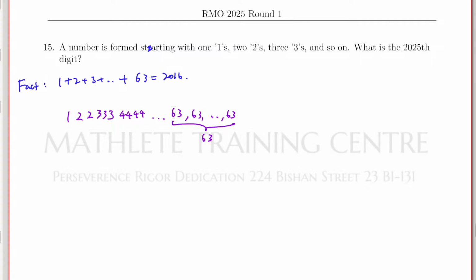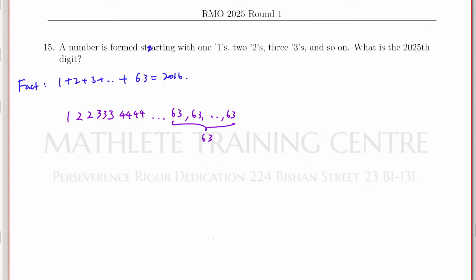But there's a mistake if you do it this way. The mistake is that you're not looking at the 2025th number, you're looking at the 2025th digit. So this fact, even though it's useful, is not quite the same in this situation, because some numbers use 2 digits instead of just 1 digit. So in that case, what can we do?